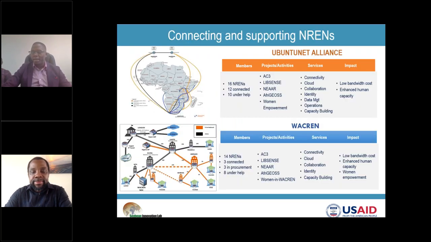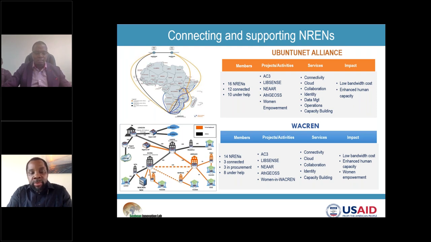So as was mentioned by Paul Hickson and Dale Smith, UbuntuNet Alliance is in Eastern and Southern Africa, and we have 16 NRENs, 12 of them connected, 10 under development. Of a number of projects, one of the big ones is the AfriConnect 3 project, which is funded by the European Union and covers not only our region, but also the WACREN region. And to talk about services, my colleague Omo will talk about the services.